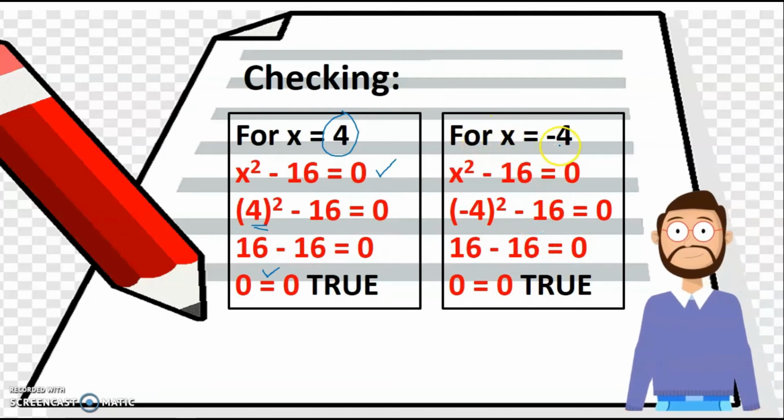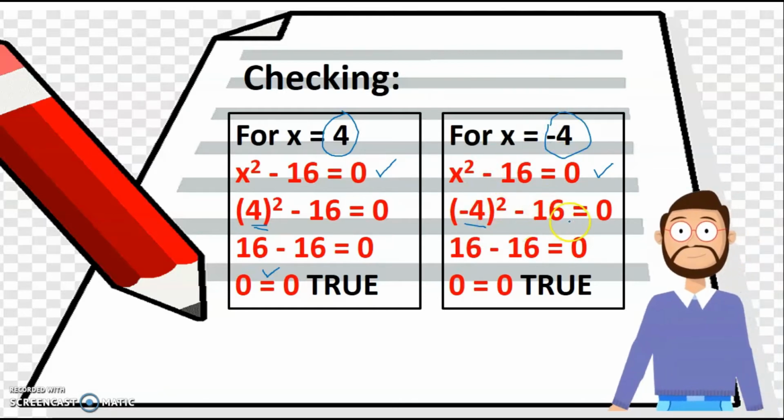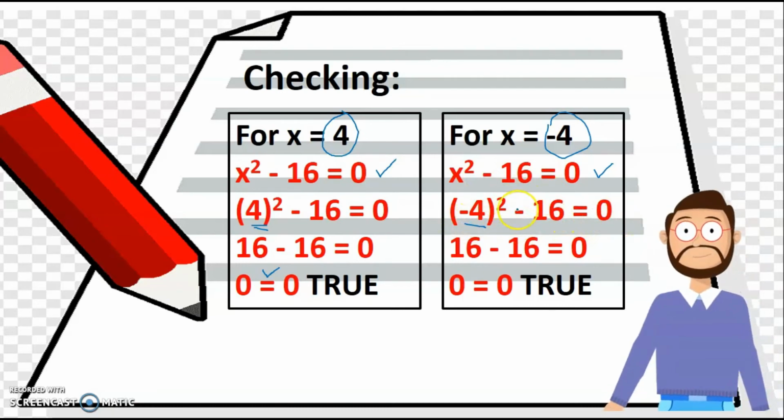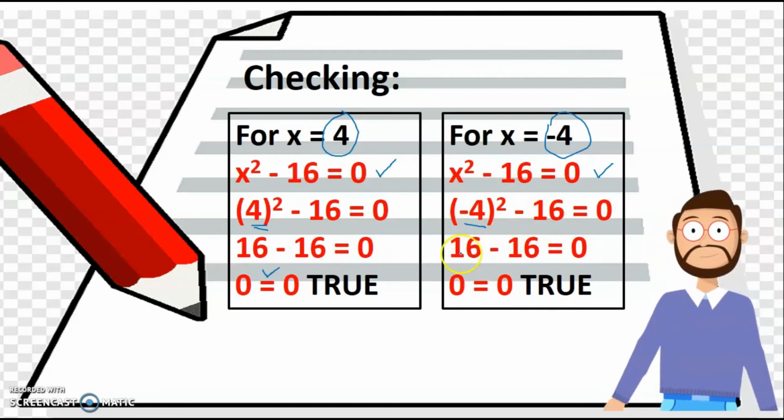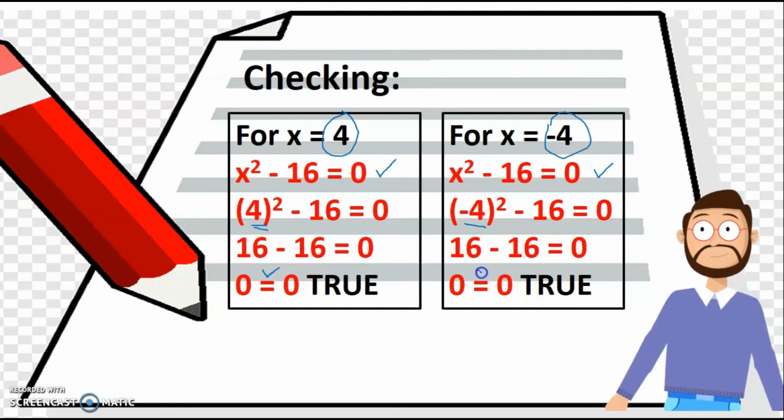For x equals negative 4, again we have to use the original equation. This is the original equation, x squared minus 16 equals 0. Then substitute the value of x, which is equal to negative 4. We have here negative 4 squared minus 16 equals 0. Negative 4 squared will give you 16, minus 16. 16 minus 16 will give you 0, equals 0. Since they are equal, meaning the equation x squared minus 16 equals 0 is true also when x equals negative 4.